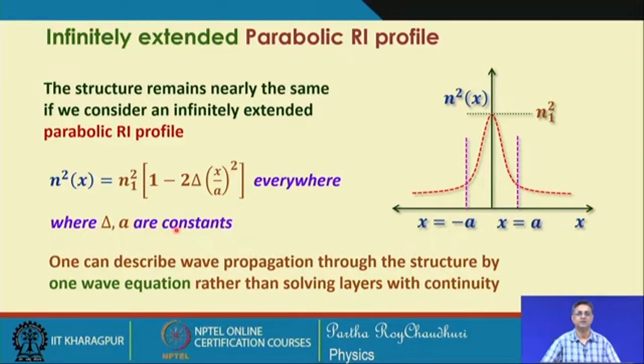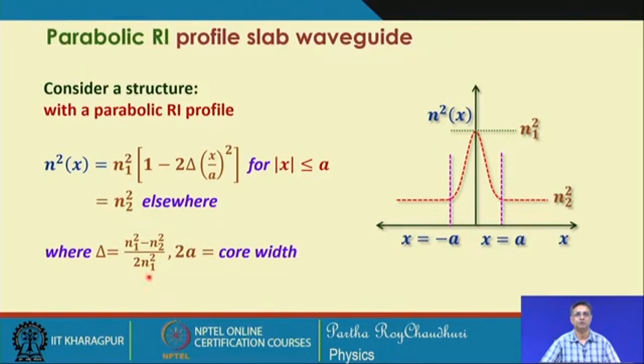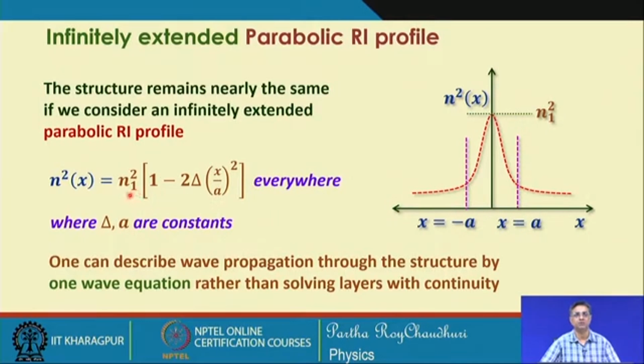Delta and a are constants for this, which follow the same definition. So, one wave equation rather than solving layers with continuity. If we had to solve for this layer and also for this layer, then we would have to use the continuity condition at the interfaces in order to get the modes. But by using this equation, we will have to solve only one equation, because we assume the refractive index profile to be represented by one equation.